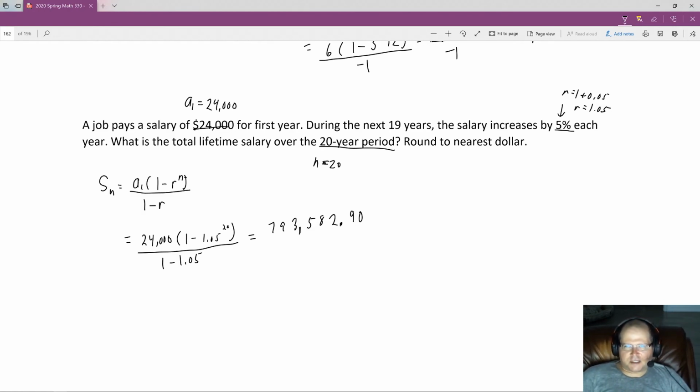Now they asked us for the nearest dollar, so because the ones is the dollar place, and to the right we have to look at that. Since it's a 9, if it was 5, 6, 7, 8, 9, we have to round up. So this is approximately 793,582. But instead of a 2, we're going to increase it by 1, we're going to make it a 3. So $793,583.